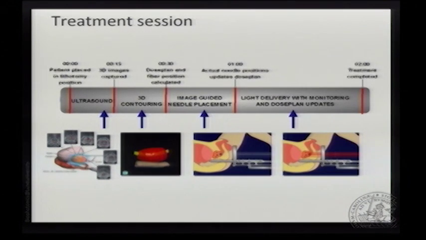This is again an overview of the entire procedure. The patient comes, we place them, we do the ultrasound, and then you do the contouring, place the fibers, and then deliver the light. The light delivery usually takes 15 minutes to an hour, depending on the size of the prostate.